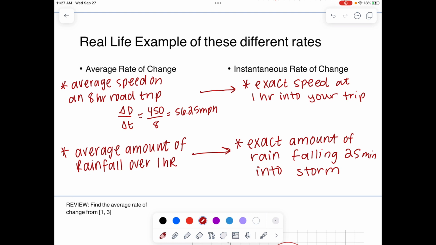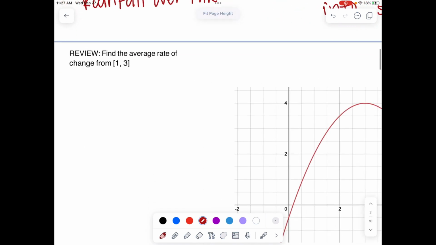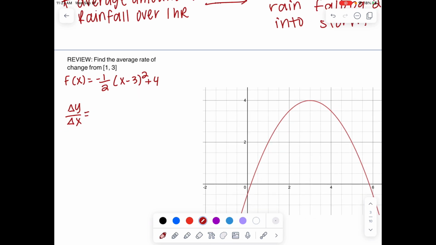Let's review real quick the average rate of change before we go more into the instantaneous rate of change. Find the average rate of change from 1 to 3. We're going to use this function right here: f of x equals -1/2 (x minus 3) squared plus 4. The average rate of change formula is the change in y over the change in x. Whenever you see something like bracket 1, 3, remember that those are always x values. That's our interval, and intervals are always defined by x values.